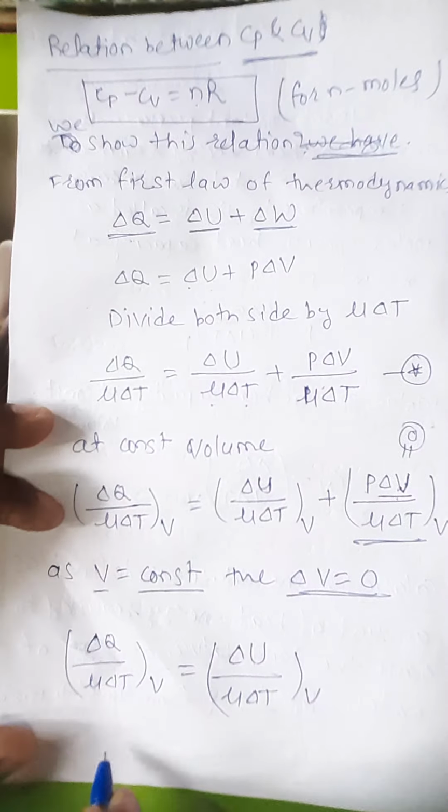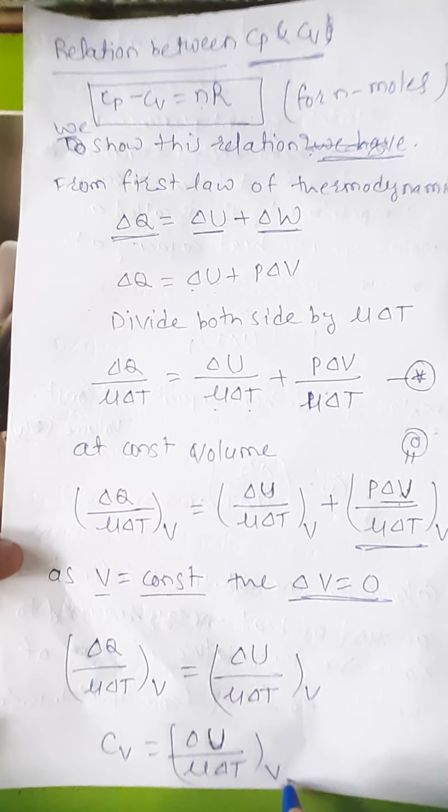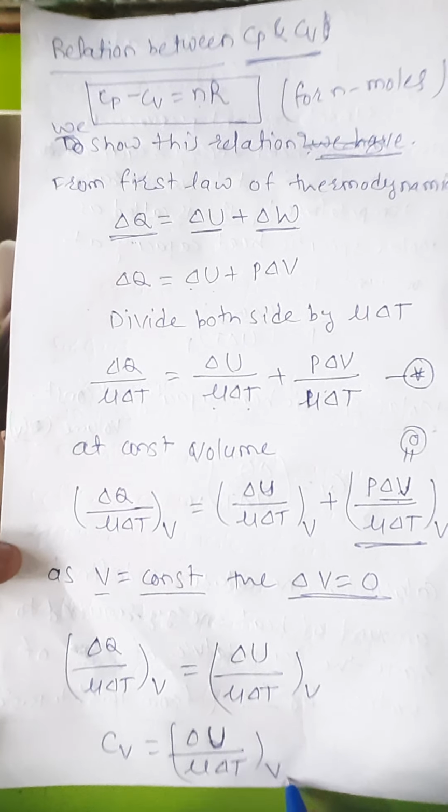But we know that the internal energy does not depend upon the volume; it is independent of the volume. The internal energy depends only upon the temperature. We have already seen that the internal energy depends upon the kinetic energy, and that kinetic energy depends upon the temperature. Therefore, we write Cv is equal to delta U divided by mu into delta T. This is equation 1.